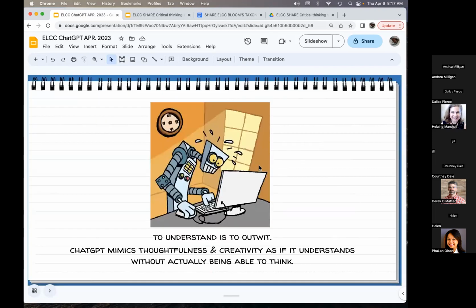ChatGPT does not think. It's not a knockdown version of a person. It mimics thoughtfulness and creativity as if it understands without actually being able to think. All it's doing is spitting out words, not thoughts. It's working on the basis of probability and word matching. It's popping words out. That's all it's doing.